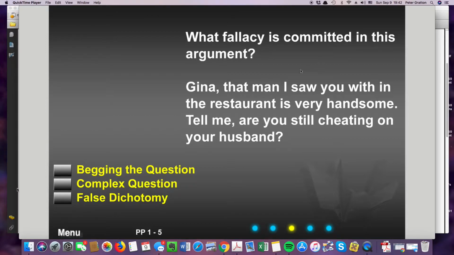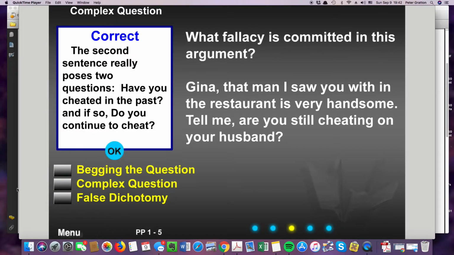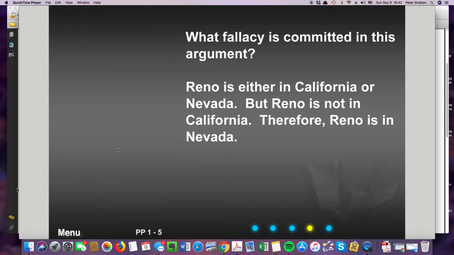Now, if there was extra information added in here: Gina, I know you cheated on your husband before. I saw you with a man who was very handsome. Tell me, are you still cheating on your husband? Then it's not a complex question, right? It wouldn't be, because you have the hidden premise articulated. But since it's hidden and assumed, it is a complex question: have you cheated in the past, and if so, do you continue to cheat?